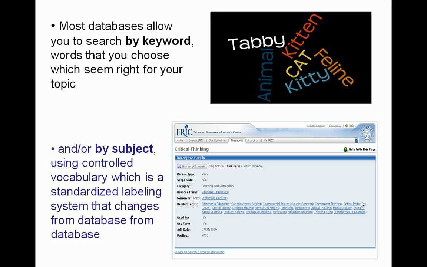According to ERIC, related terms that are a little more equivalent to what critical thinking is supposed to be about would be, believe it or not, citizenship education, consciousness raising, convergent thinking, critical pedagogy, critical theory, problem solving, productive thinking, reflection, thinking skills, media literacy, problem-based learning, all of these different things.